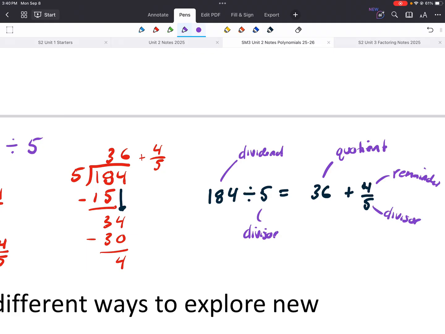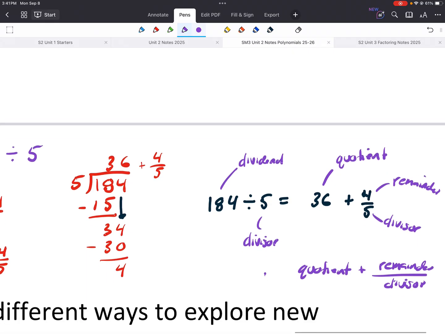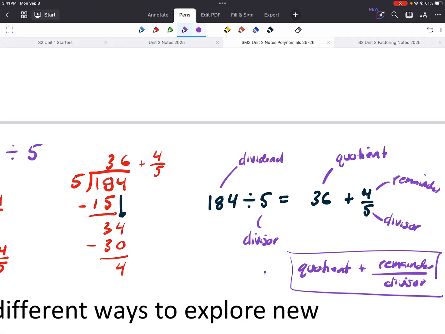So how we write this out, again, your answers will look like this. It will be quotient plus remainder out of divisor. And we'll do some examples of that in just a minute. Put a little star on that.